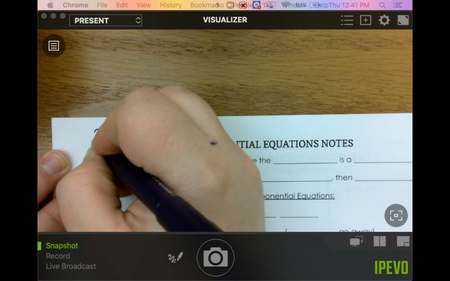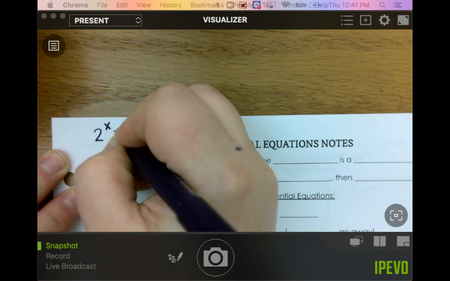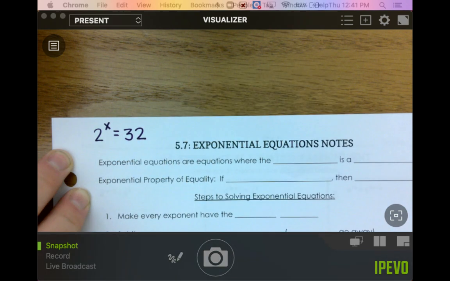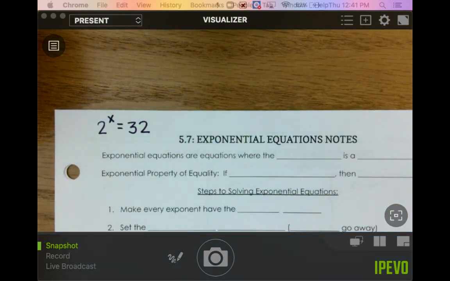So if we had something like 2 to the power of x equals 32. This is basically saying we want to figure out what power of 2 equals 32. The issue is you may not know what power of 2 equals 32 yet. So what you're going to want to do today is try different powers of 2 until you find the one that works.